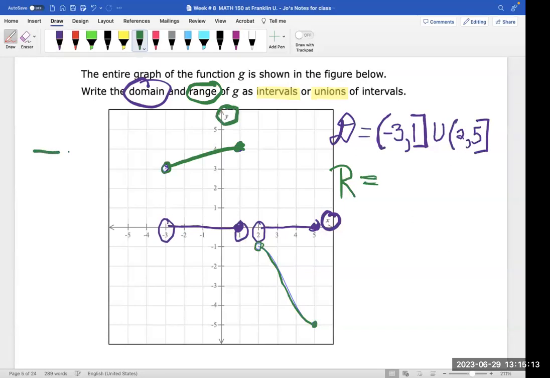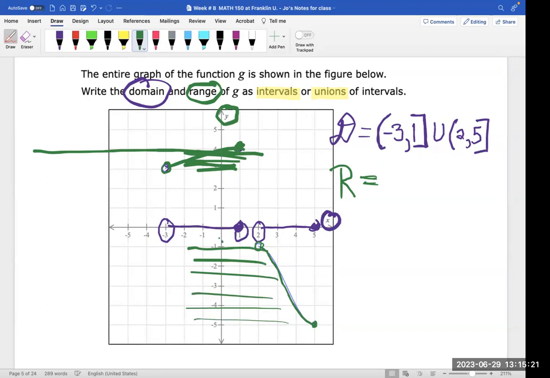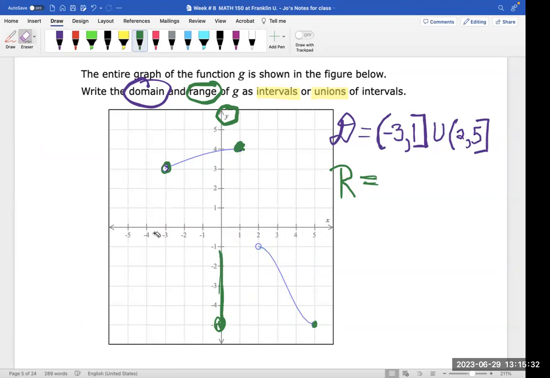Now for the range, I'm looking in the Y direction. So I pretend there's a shadow or a light going this way. And where will my graph cross the Y axis? Well, it would be an open circle here and all of these points to the closed circle there. Let me erase my scratch work. Get rid of all the domain info.